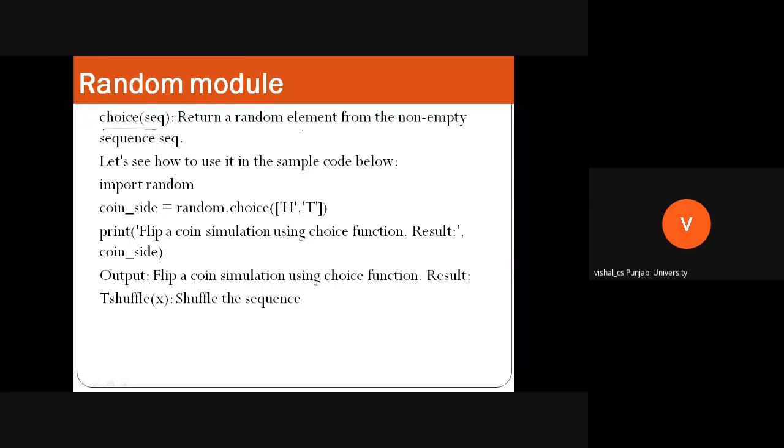Choice(sequence) returns a random element from a non-empty sequence. So here you are providing the sequence, like head and tail, and you want to arbitrarily choose one. First you are importing the random module, then random.choice, and you are passing the sequence over here. And after shuffling, it will be giving you either H or T at any moment of time.